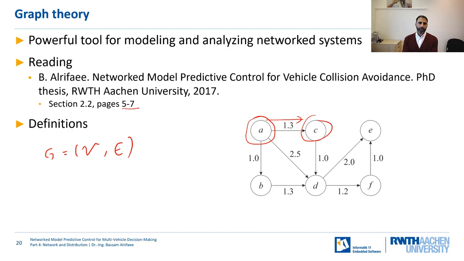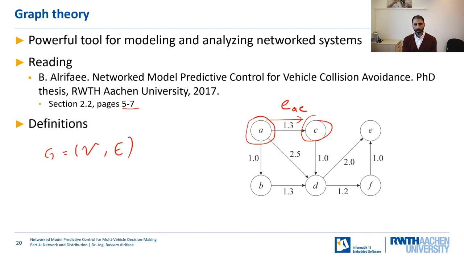Again, the vertices are a mathematical set, and the edges are also a mathematical set. Edges are always a pair of vertices, right? For example, here we could say it is the edge from A to C. It depends on the definition of the direction.